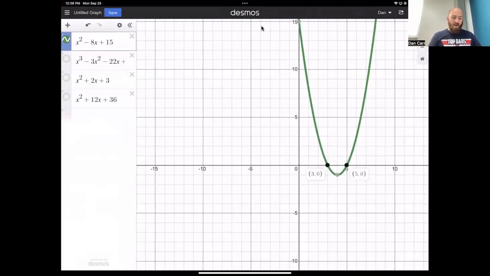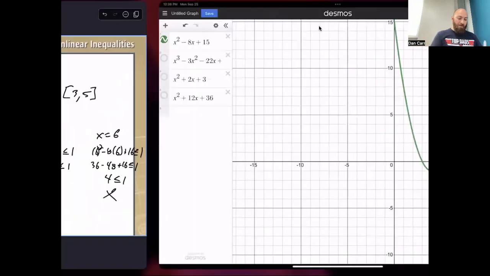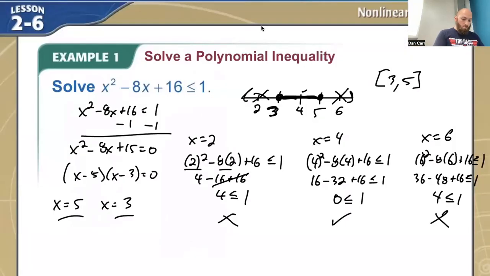Here's my 3 and 5. So again, sorry, I should say, this is graphing this version. So what I'm really graphing is this: I'm thinking about when is x squared minus 8x plus 15 less than or equal to 0. And this is what I'm going to represent on my graph right there.